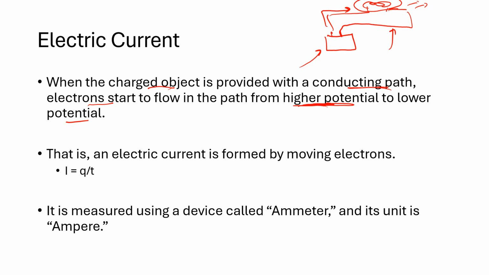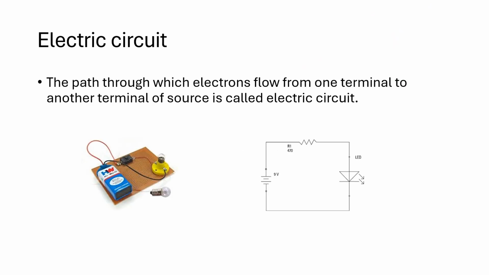Okay. Physically, the current is the rate of change of the charge. So as the charge moves per unit time, we're going to observe a current. We can measure a current using a device called an ammeter, and the unit that describes the current is called the ampere. So this is one example of a real circuit in which we have a current going through a wire. Here I mentioned the term circuit. An electric circuit is the path through which electrons flow from one terminal to another terminal of a source.